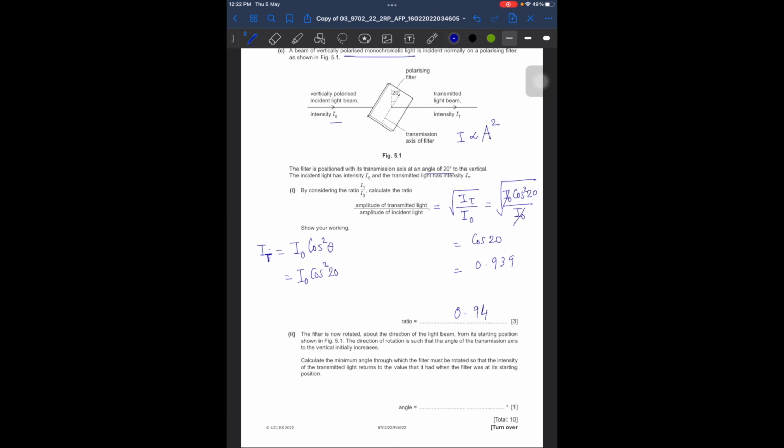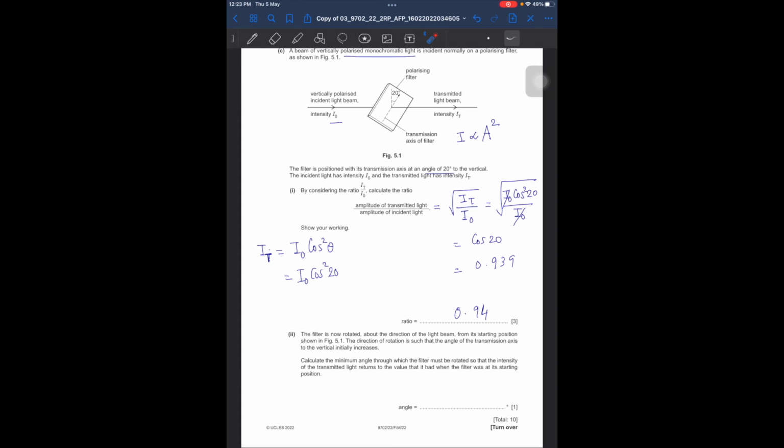Next, it's asking: the filter is now rotated about the direction of the light beam. From its starting position, the direction of rotation is such that the angle of the transmission axis to the vertical initially increases. Okay, so the angle is increasing. We can see in the picture, this is our transmission axis, this is our vertical axis. The angle is increasing, so it must be rotating this way.